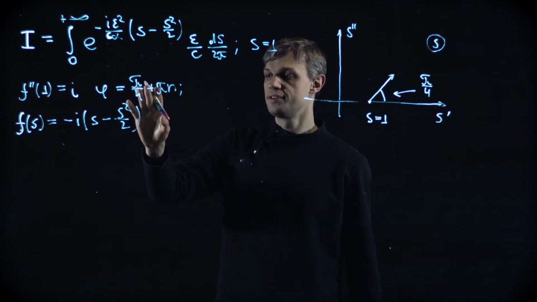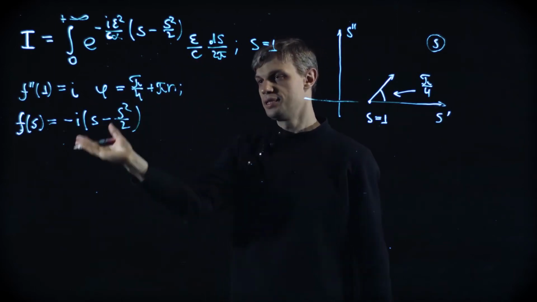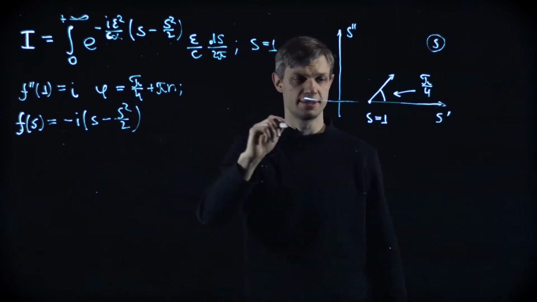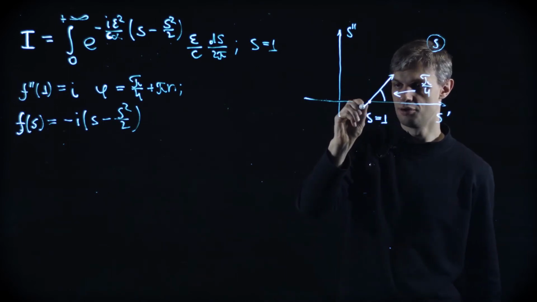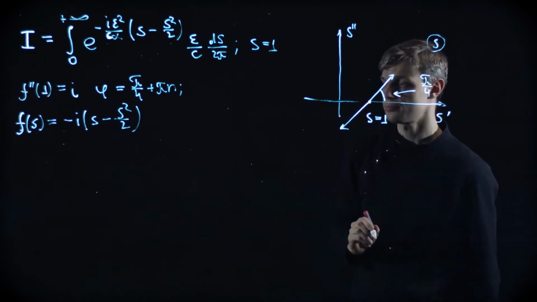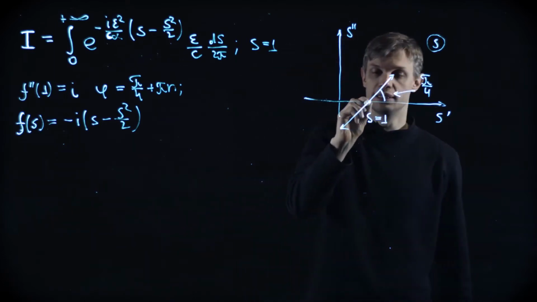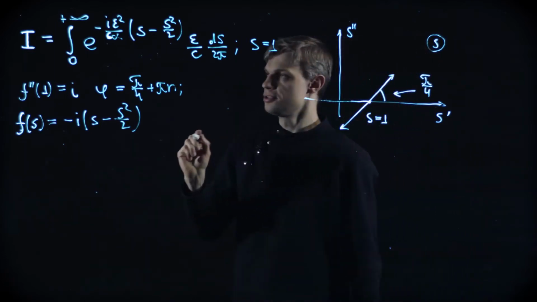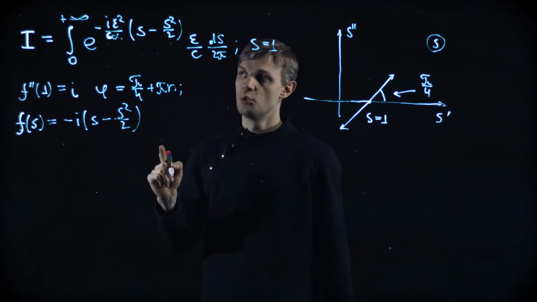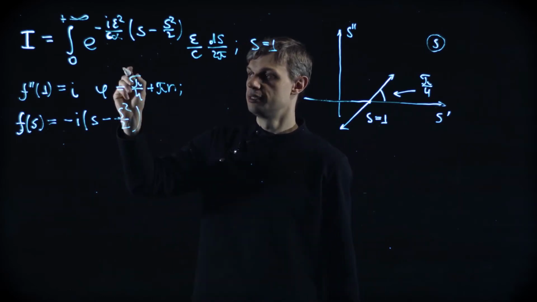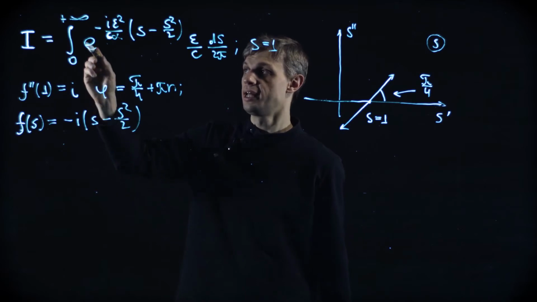And the other one differs by pi, so by half of the rotation. So it's pi by 4 plus pi, it's 5 pi by 4, so it's the opposite direction. And now the question is which direction to choose. In order to get the correct direction, one needs to keep in mind their endpoints, the start and end points of the contour.